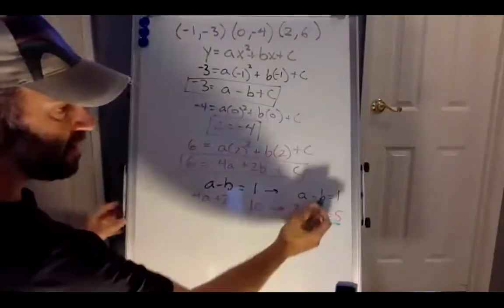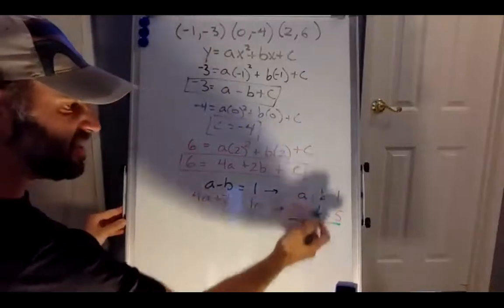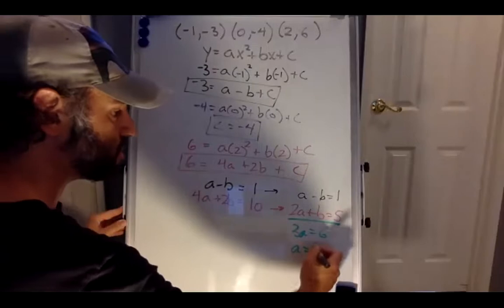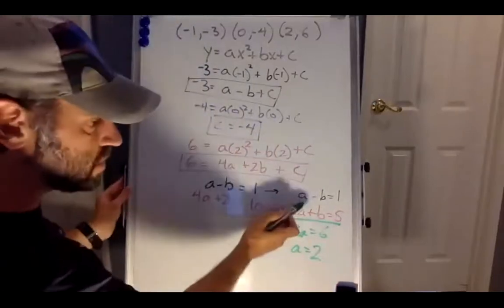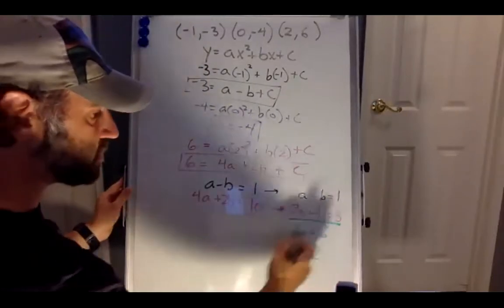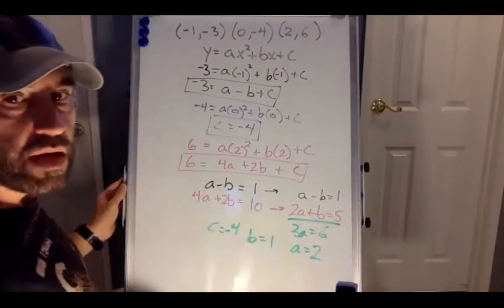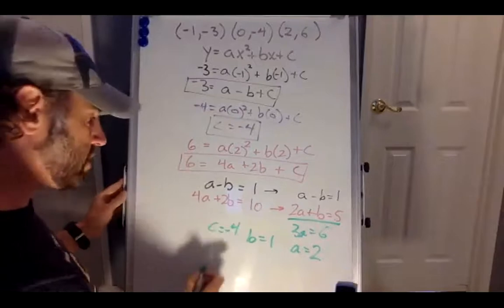Oh, look, B and negative B, if you add these, 3A equals 6. A is equal to 2. If A is equal to 2, plug it back in, B is 1. And C we already know is negative 4. And now we have it. Now your equation.